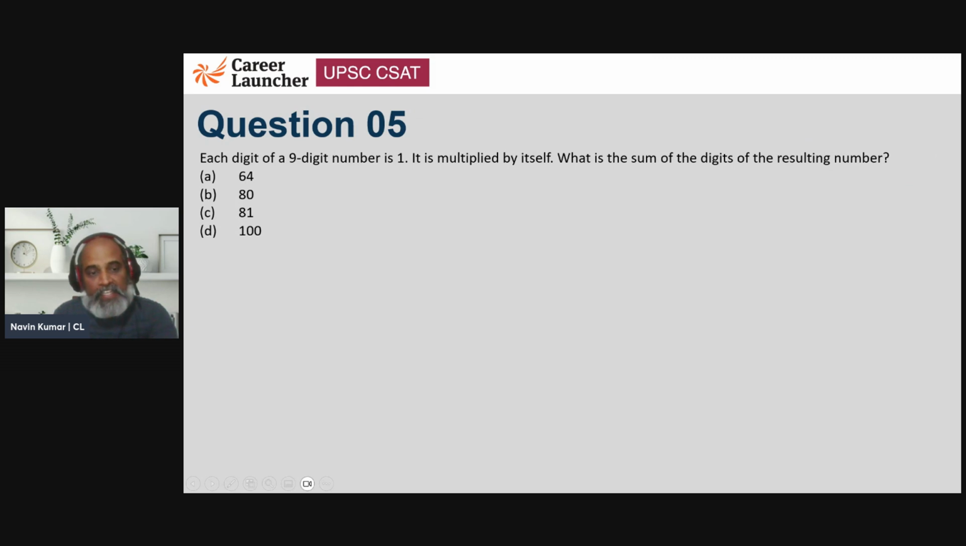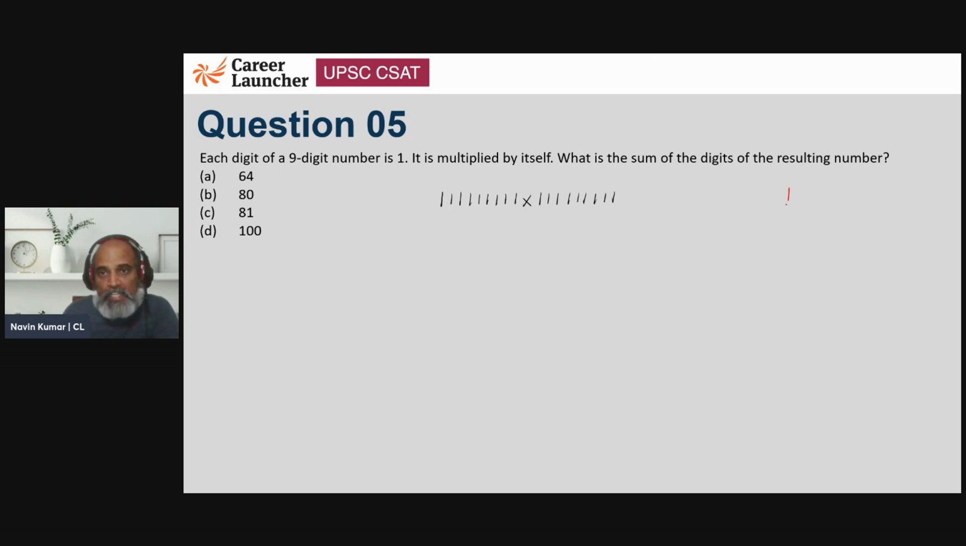Okay, next problem. Each digit of a 9-digit number is 1. So we have 1 written basically 9 times. It is multiplied by itself. So 1, 1, 1, 1, 1, 1, and again 1, 1. What is the sum of the digits of the resulting number? Now, this is going to be a very, very lengthy calculation. So what I'm going to do is follow a pattern. I'm going to see a pattern because I cannot directly calculate such a huge one.